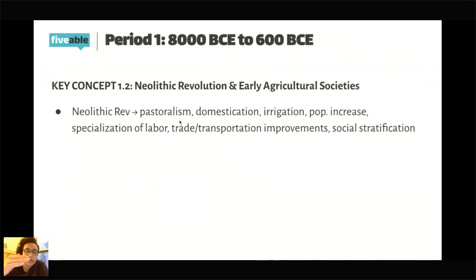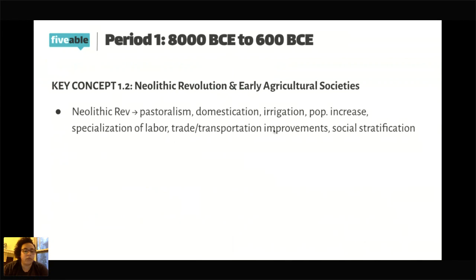Okay, so it also leads to things like specialization of labor. Now because there's enough food for everyone to survive, you no longer need everyone hunting and gathering. People can now work on different things. They can create pottery, they can be blacksmiths, they can be religious shamans, they can do all kinds of different things. And so that specialization of labor will lead to even more innovation. Now people have specialties. They get really good at something and they innovate.